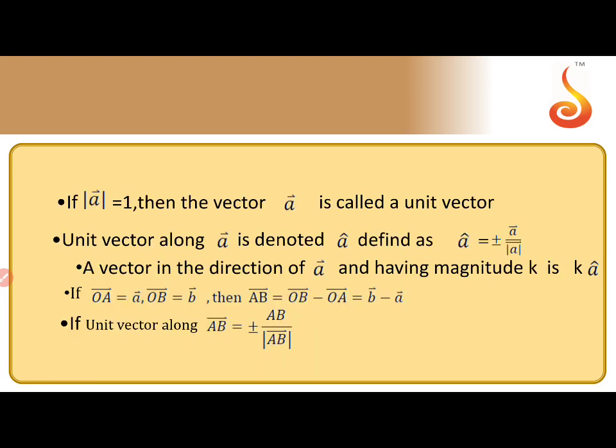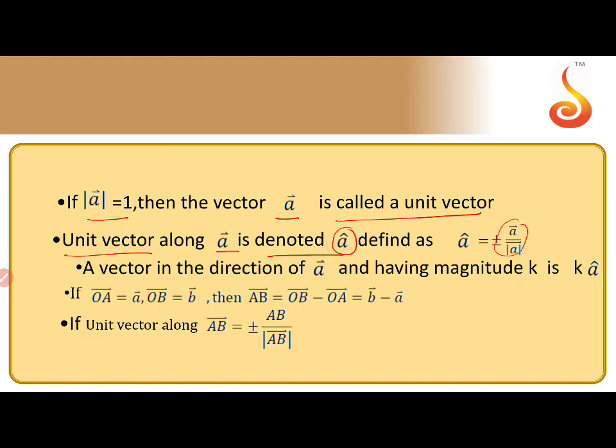Next, if the magnitude of a vector is 1, then that vector is called a unit vector. Next, the unit vector along a bar is denoted by a cap. The value of a cap is plus or minus a bar by modulus a bar. If you take the modulus of this, you will get 1.